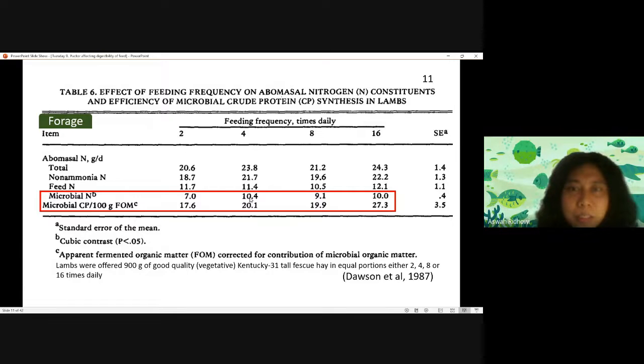From this table, we can see that by providing more frequent feeding to the lambs, the microbial crude protein tends to increase. It seems like, because we give more frequent feeding in small amounts, the activity of the bacteria inside the rumen will, in my imagination, be more active. Then it will affect the amount and efficiency of microbial crude protein itself, because the feed seems to be always available during the time.